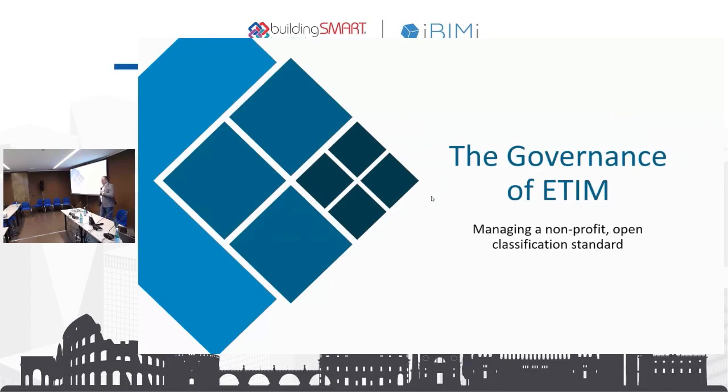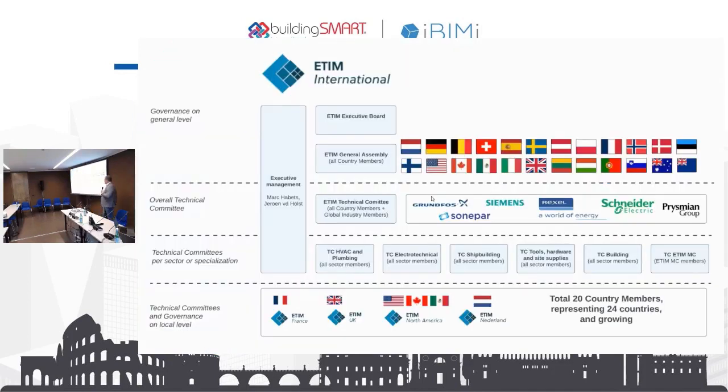So how is this all governed? How do we prevent this database from becoming a big mess? It's hard, I can say. And we have 20 chapters which organize working groups from local people working at the manufacturer, knowing best what's the right feature or property for the products. They do proposals. I don't say they do it right all the time. So sometimes there are conflicts that are solved in technical committees per sector or per specialization.